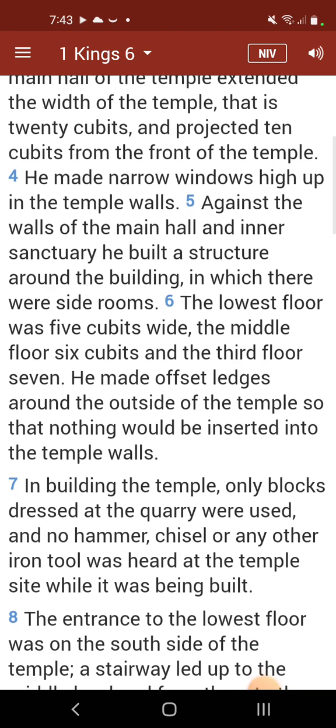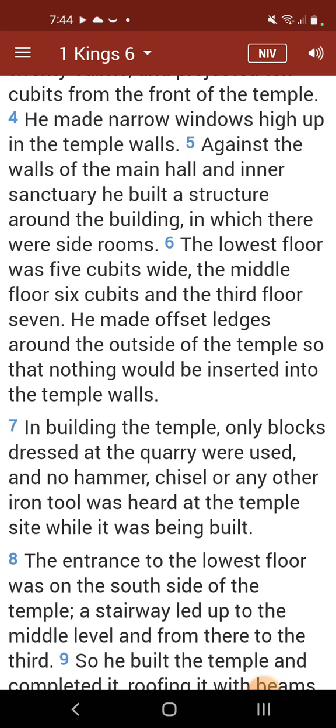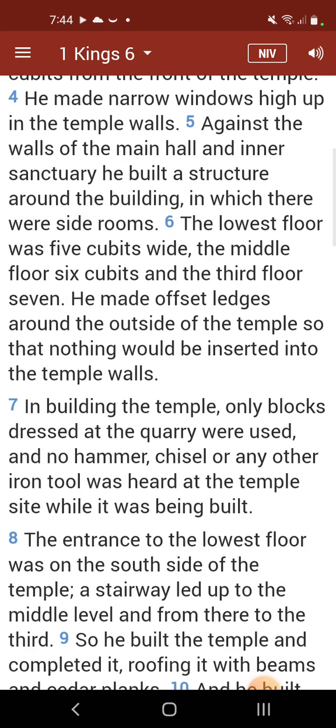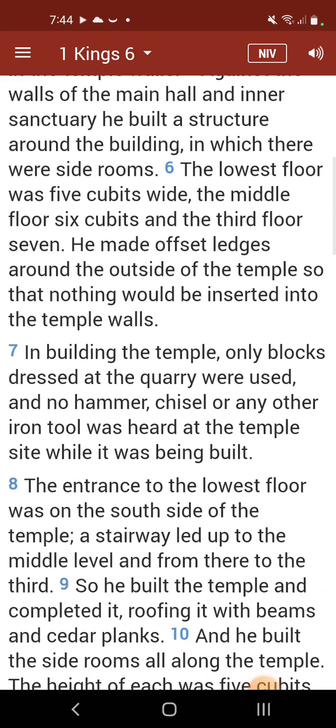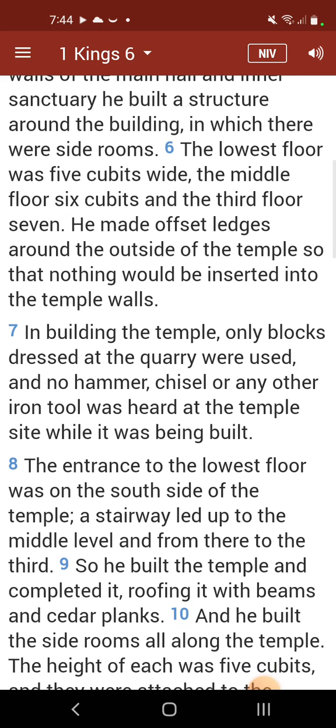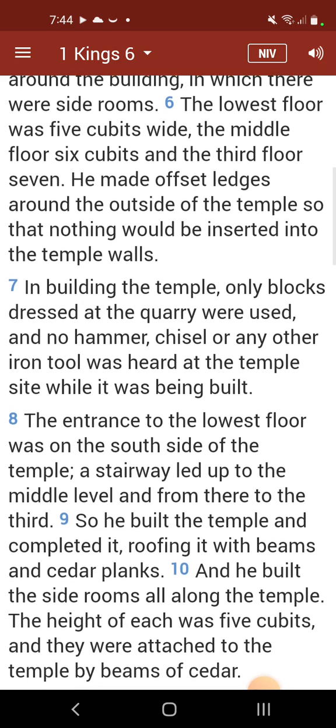Against the walls of the main hall and inner sanctuary, he built a structure around the building, in which there were side rooms. The lowest floor was 5 cubits wide, the middle floor 6 cubits, and the third floor 7. He made offset ledges around the outside of the temple so that nothing would be inserted into the temple walls.